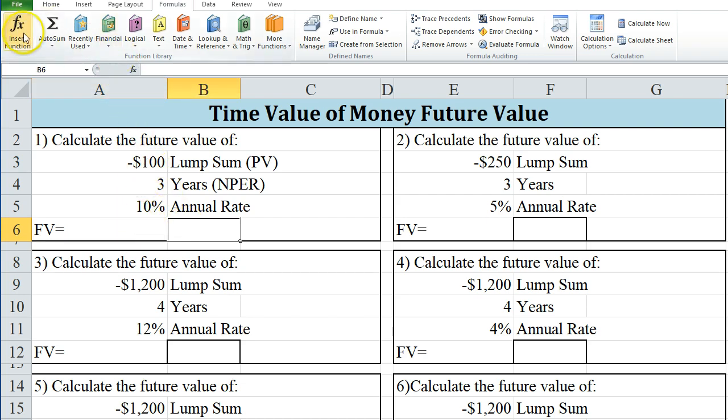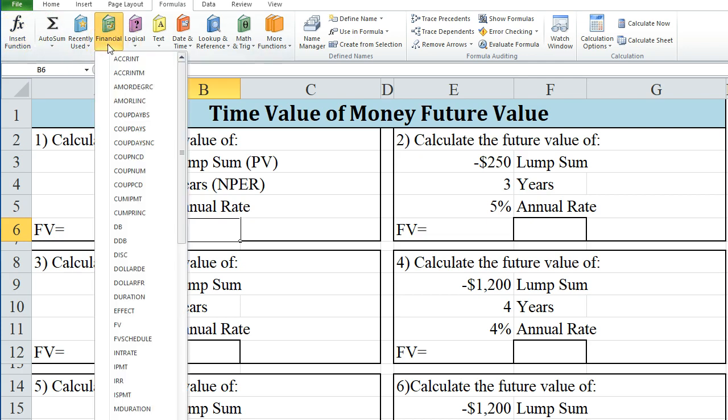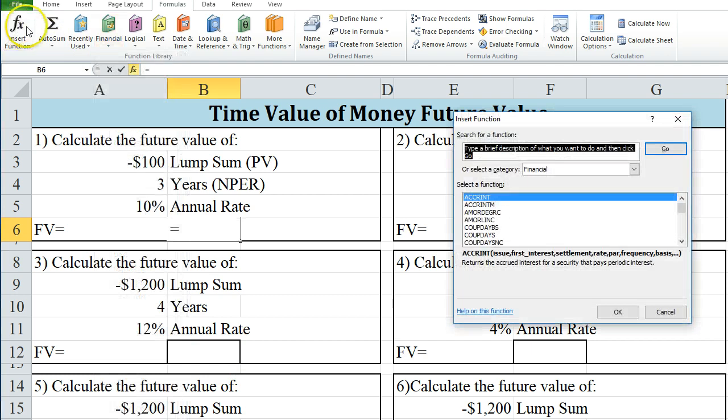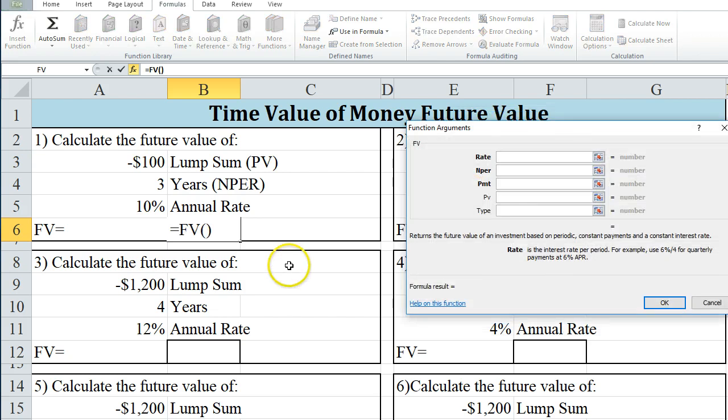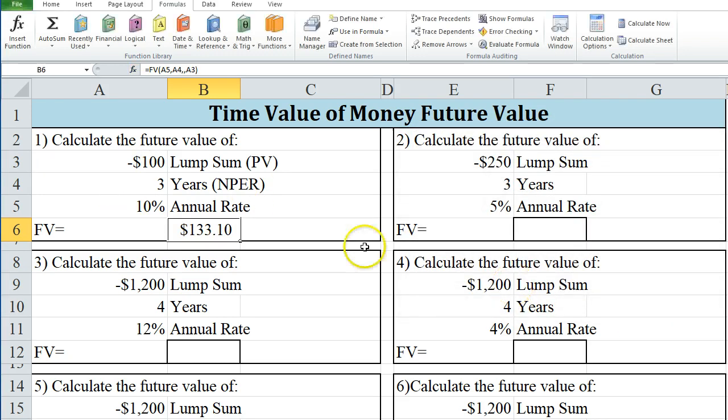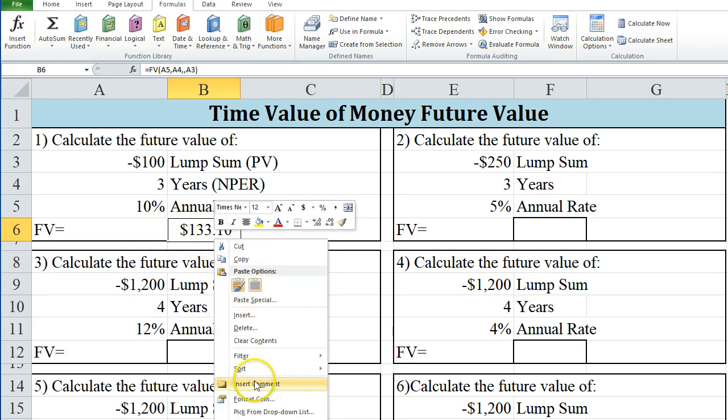So we can go to Insert Function. We can look under the Financial tab until we find future value. You could also search for the function by typing in FV. Then here we have FV. Rate is the rate, N per is the N per, and present value is the present value. This will calculate for us the future value of $133.10. I'm going to insert a comment here.